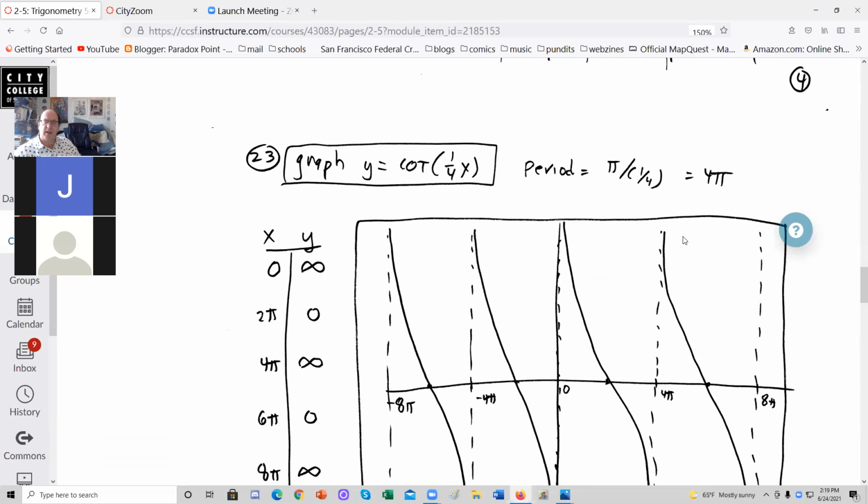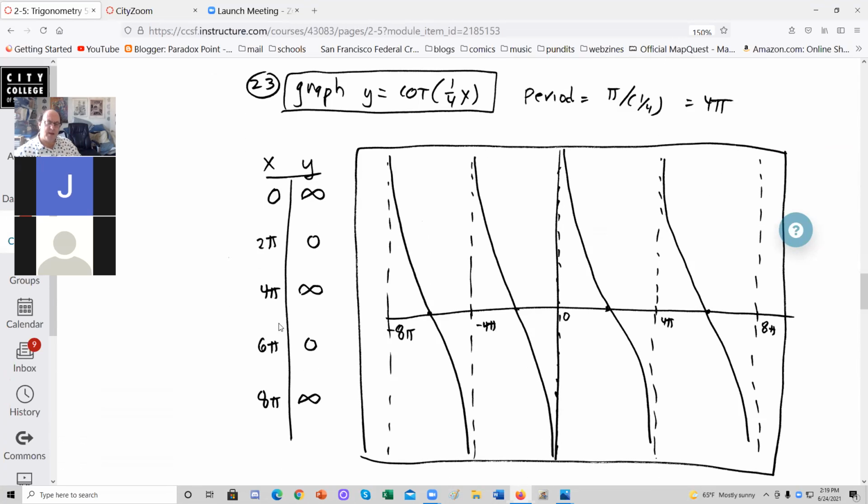Cotangent of 1/4 x, period is pi over omega, pi over 1/4. Therefore, 4 pi. And again, the table, when x is 0, the cotangent of 0 is infinity. And okay, period 4 pi, so at 4 pi, it's infinity. At 8 pi, it's infinity. And in between the infinities are the zeros, at 2 pi, and 6 pi, and 10 pi, and so on. So at 0, 4 pi, 8 pi, minus 4 pi, minus 8 pi, you get these vertical asymptotes. It goes to 0 midway between the asymptotes. And it's constantly falling.